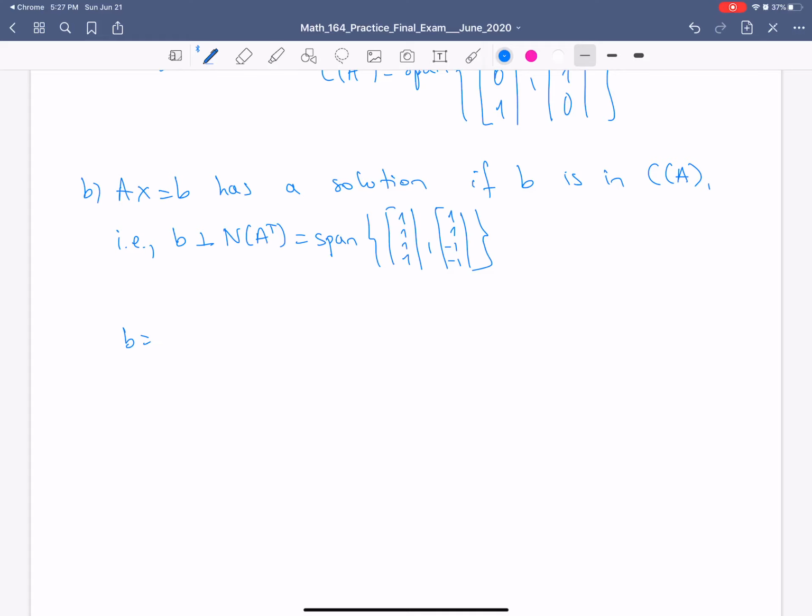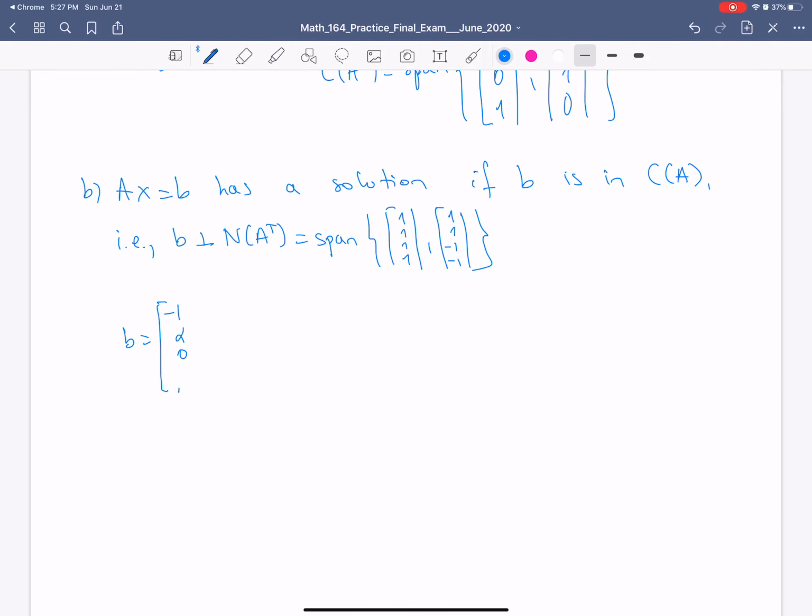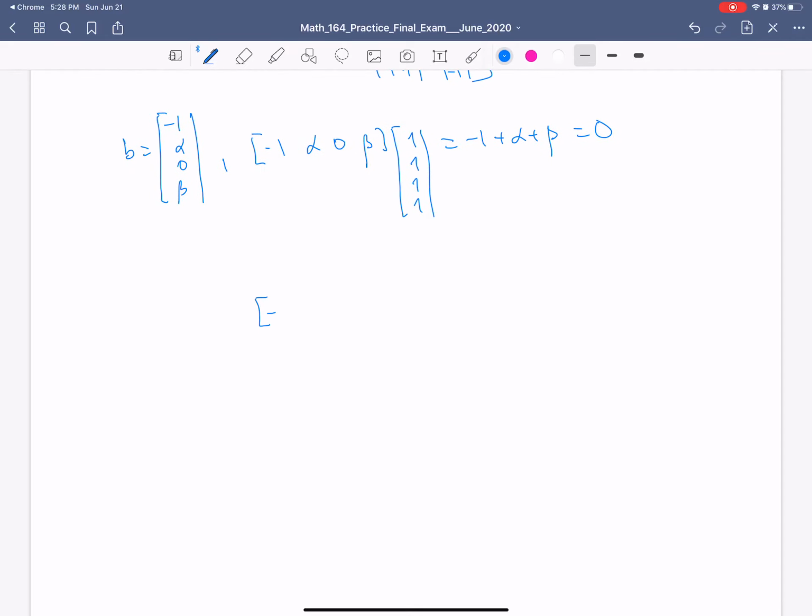My vector B is given by, what was it? Minus 1, alpha, 0, beta. So I need minus 1, alpha, 0, beta times 1, 1, 1, 1 to give me 0. So what is this? This is just minus 1 plus alpha plus beta. This is 0. And I also need minus 1, alpha, 0, beta times 1, 1, negative 1, negative 1, which equals negative 1 plus alpha minus beta to also equal 0.